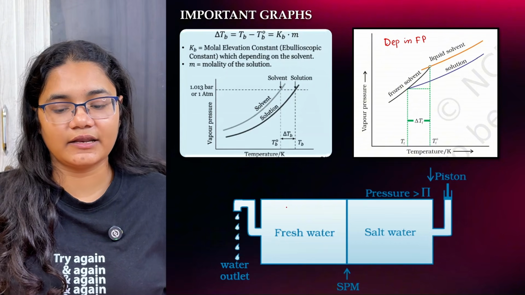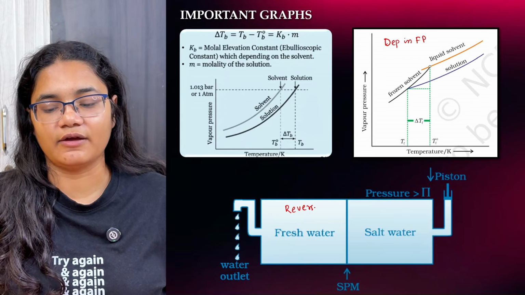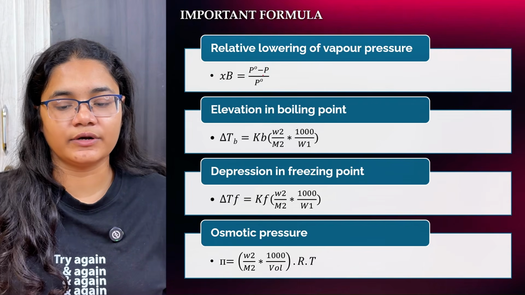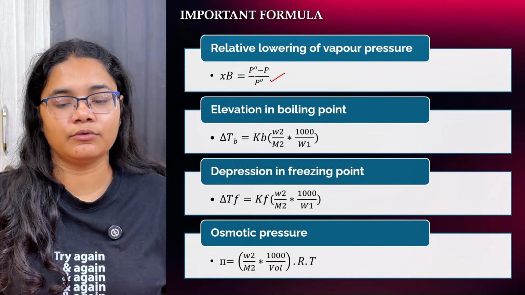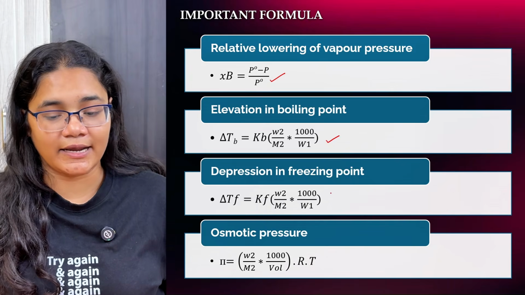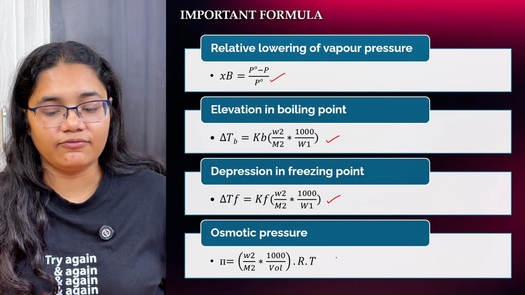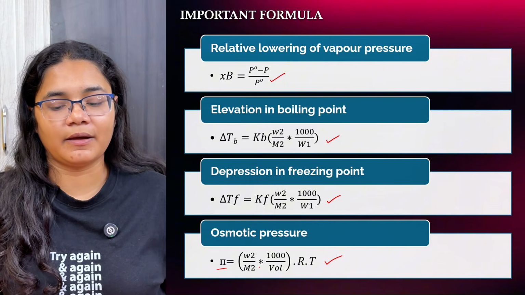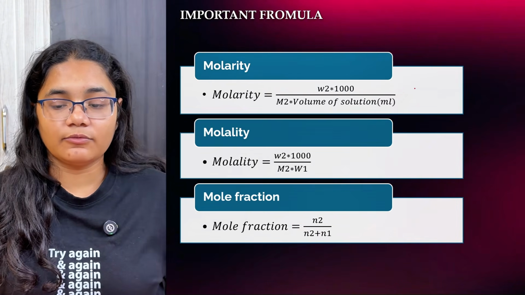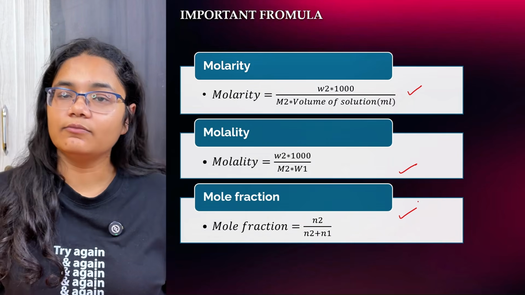And the third diagram, if reverse osmosis is asked, then you have to draw this diagram. Next, we will see some important formulas here. Relative lowering of vapor pressure, XB equal to (P0 minus P) by P0. Then delta TB equal to KB into molality. Delta TF is equal to KF into molality. Osmotic pressure pi is equal to C into R into T. Next, we have important formula for molarity, molality and mole fraction.